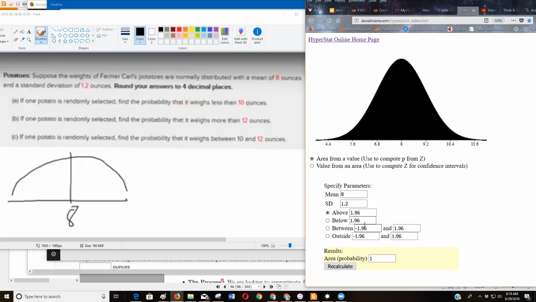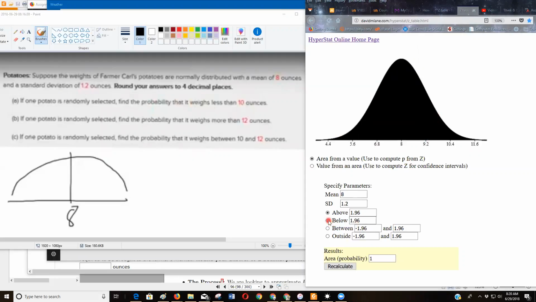So I want to know if one potato is randomly selected, find the probability that it weighs less than 10 ounces. So I noticed I did value from an area. Let me get a pointer going here. I did value from an area. I put the mean as 8 because it told me the mean is 8. Standard deviation is 1.2. And then I want to know less than 10 ounces. So I want to see the probability of less than 10.